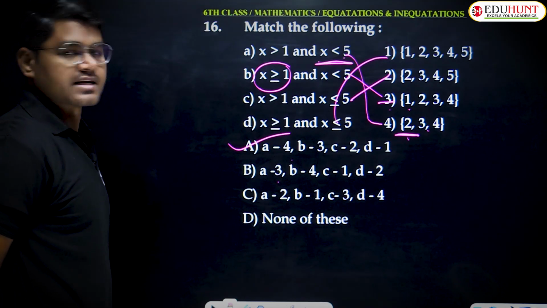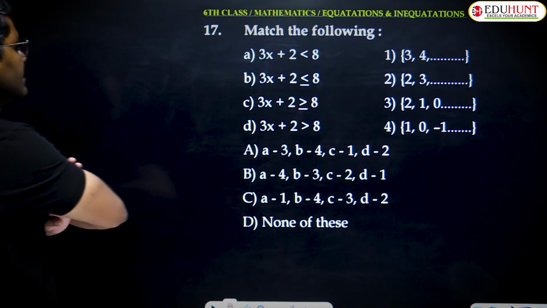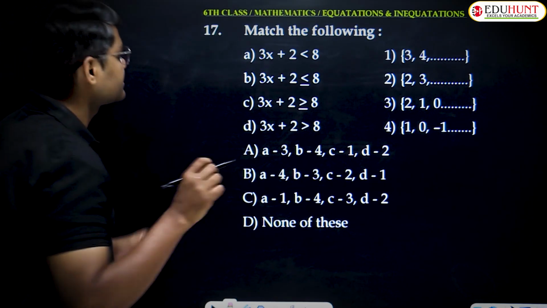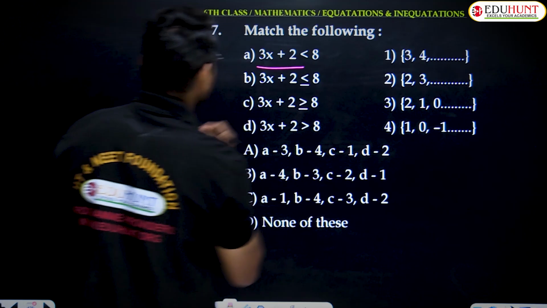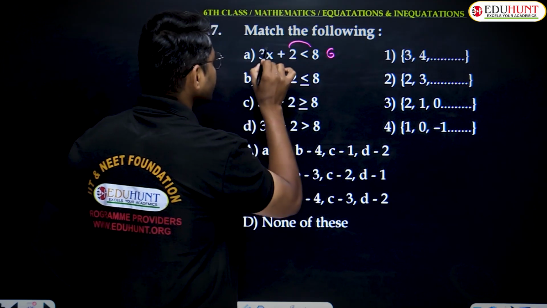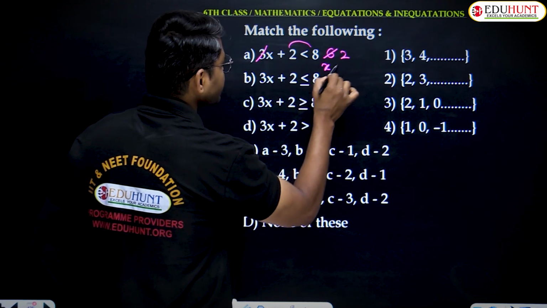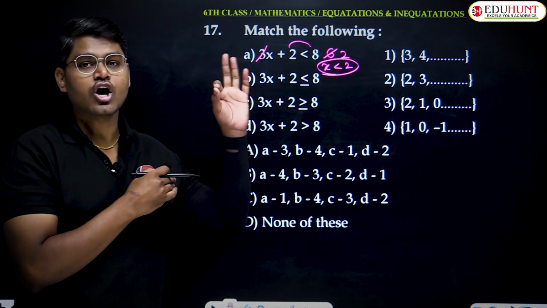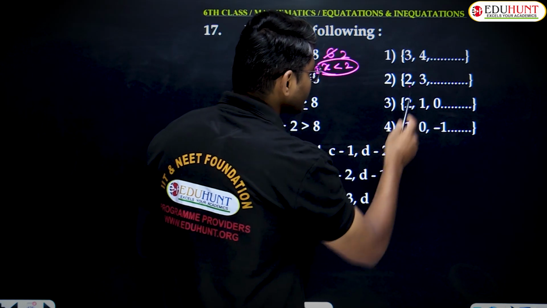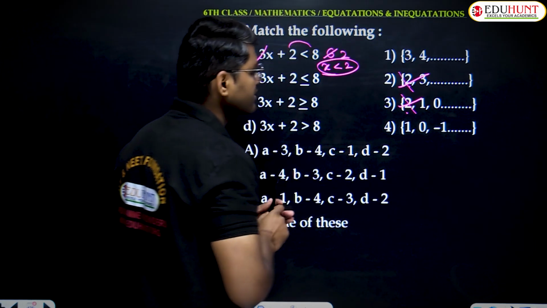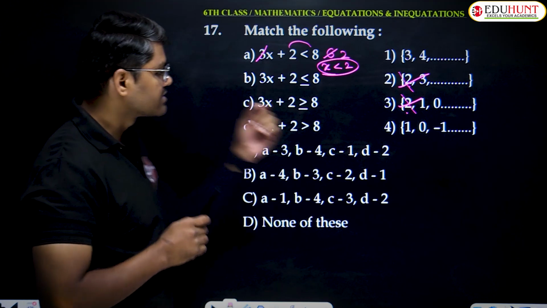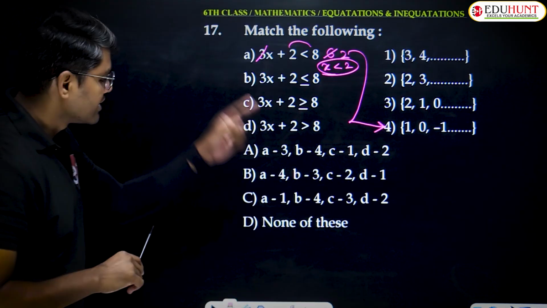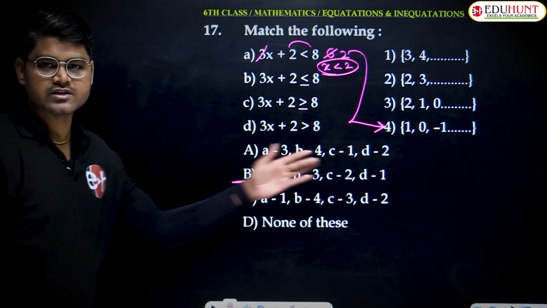Okay. Let's see the next one. Match the following again. 3x plus 2 less than 8. 3x plus 2 less than 8 means here we have to solve the inequations one by one. This becomes 6. 3 ones, 3 twos. So x less than 2. X less than 2 means x should not be 2. Here 2 is there, 2 is there. So these two options are not possible. And x less than 2 means 1, 0, minus 1. So for A, option 4 is correct. A4, option B is there. We can go with this option directly.